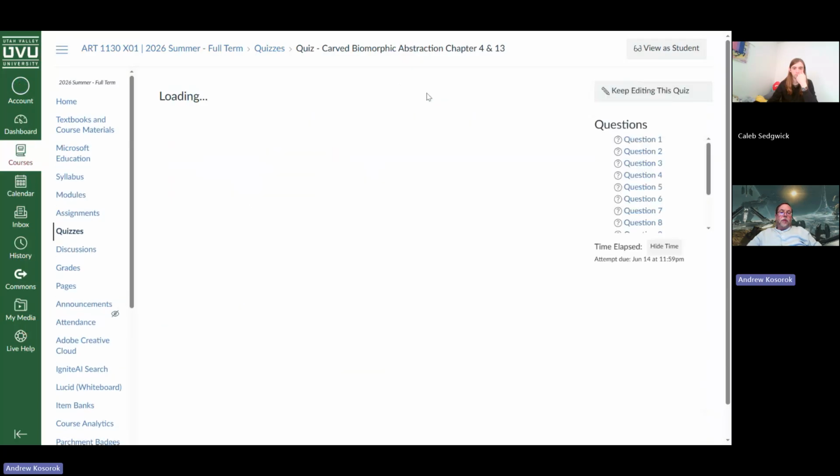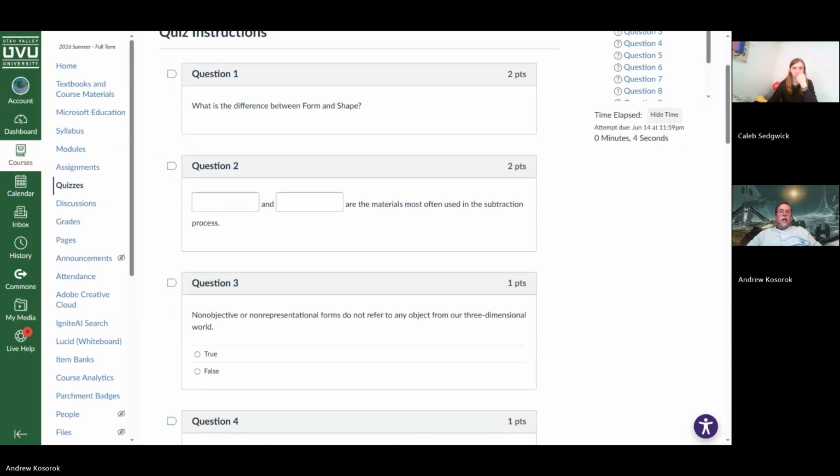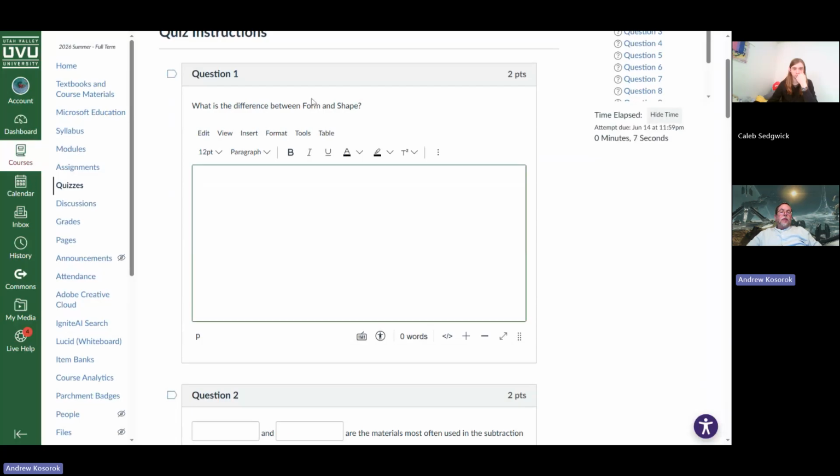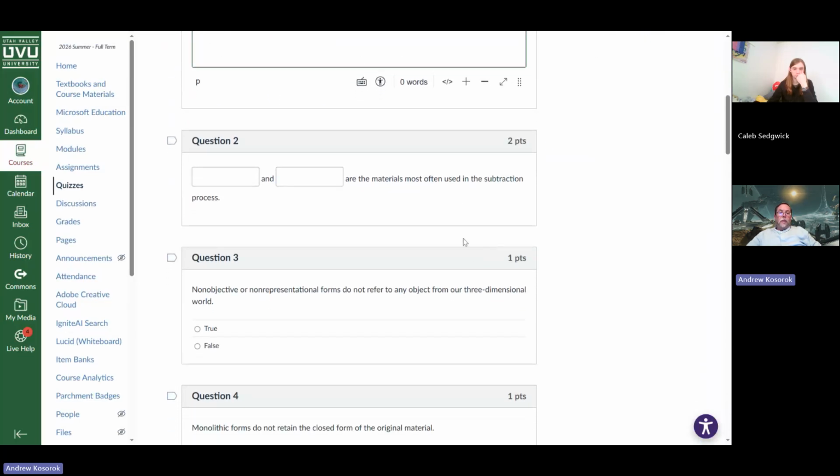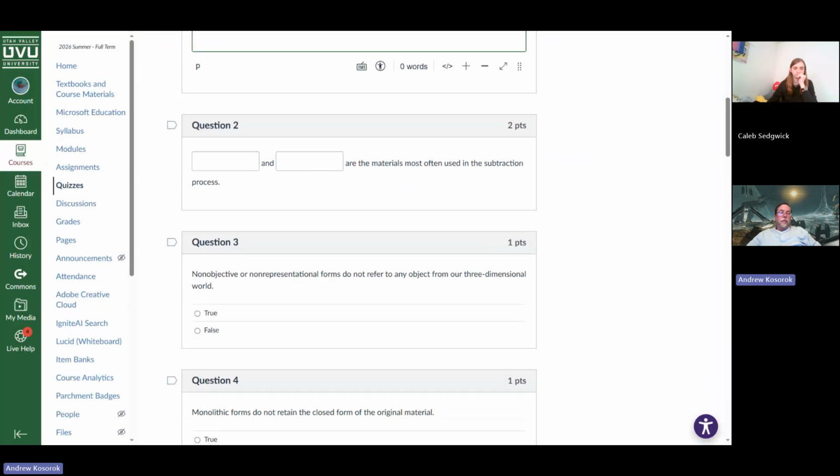Okay, so this is quiz number 4. Form and shape. This is right out of the textbook. And there was one answer I got that was really confusing, and I asked him to just clarify it. Just go back and clarify it and take care of that. And then these two materials, these are the materials that sculptors will work with. What are the two most common used for the subtraction process? And again, this is right out of the textbook as well.